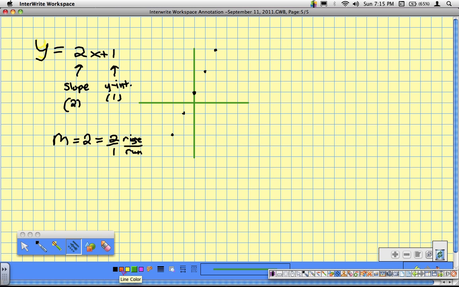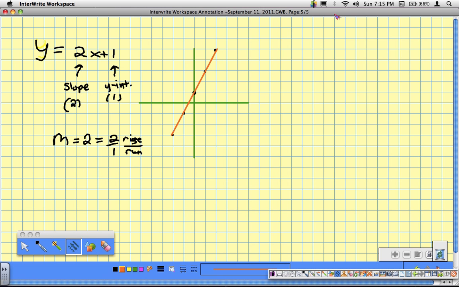Then all we need to do is connect our points. So we take our point here, run it through our y-intercept, connect everything, and we've got our line. So fairly simple.